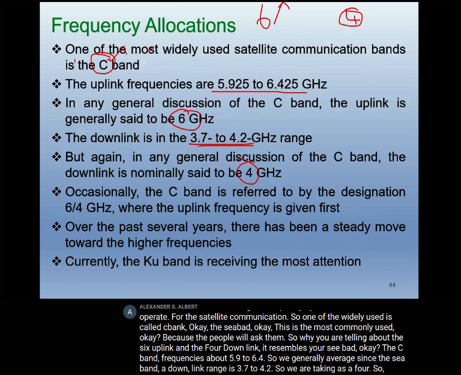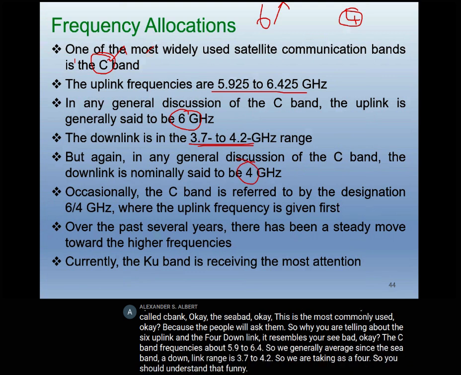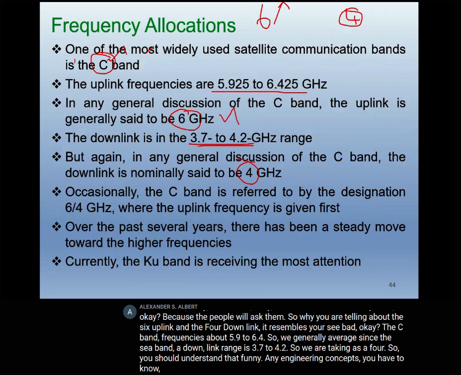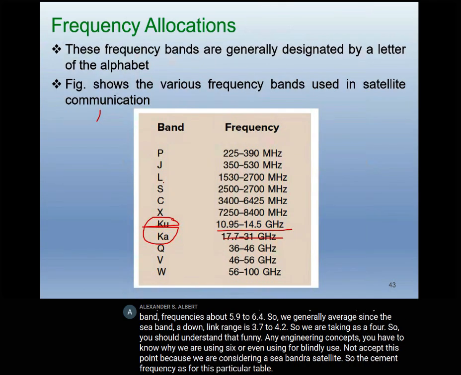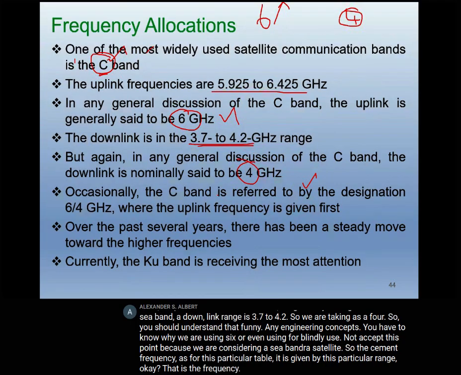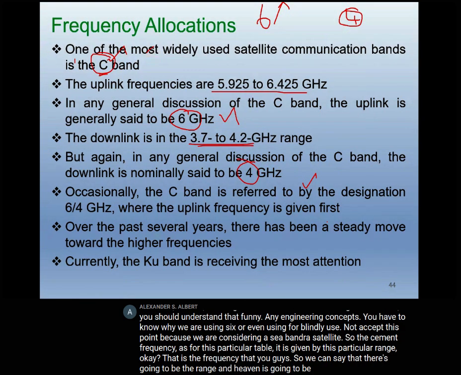So you should understand that while you're studying any engineering concepts, you have to know why we are using six, why we are using four. You should not accept this blindly, because we are considering a C-band satellite. The C-band frequency, as per this particular table, is given by this range, converted from megahertz to gigahertz. The average is going to be 6 and 4. So the C-band is given by 6/4.